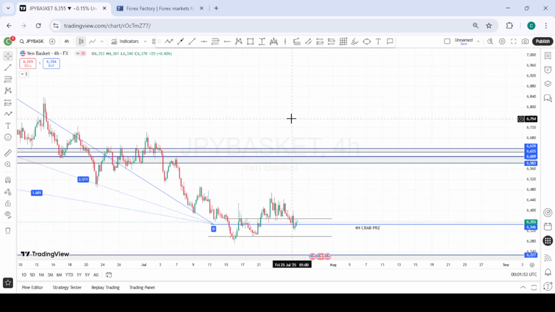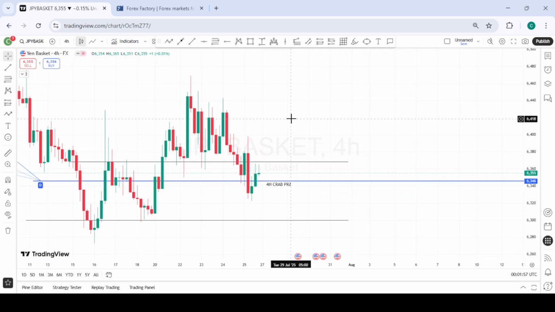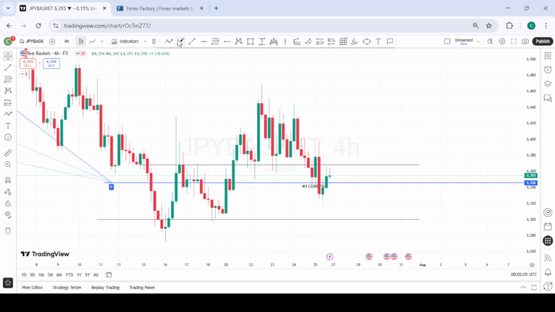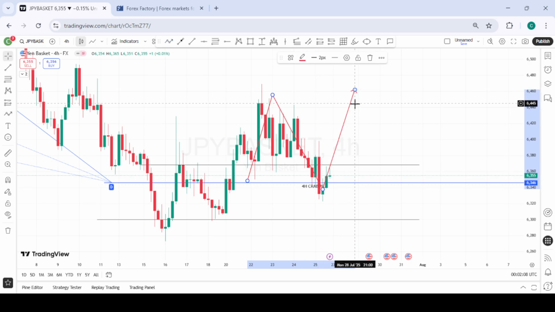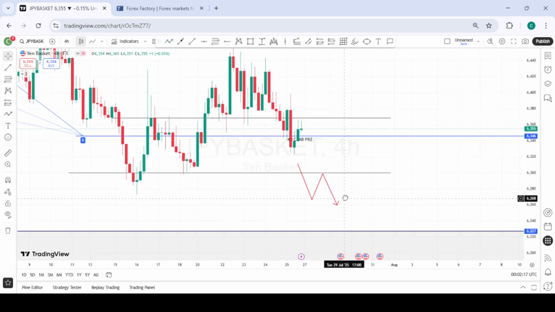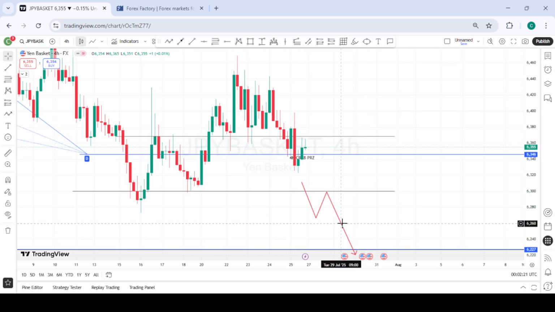Then we had the Japanese yen basket. Last week we anticipated that price should break above this zone, give us a retest and continue, or price would break below this, get a retest, and then keep dropping to this zone. So we were fortunate to get the break to the upside.